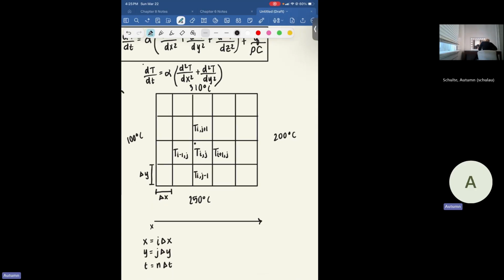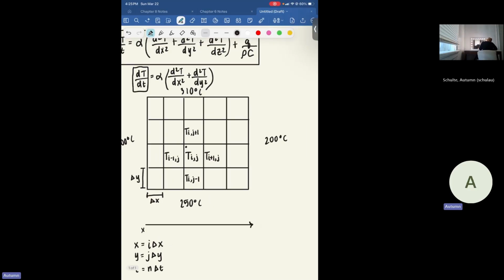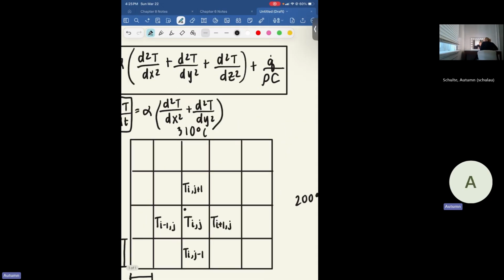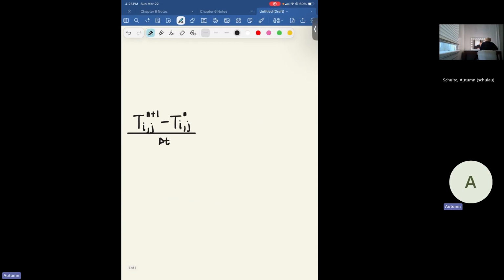So now if we want to model the left side of our equation, we can write that out as the temperature at our position at a later time n plus 1 minus the temperature at our position at the current time n divided by delta t. We can then start to write out the rest of our equation. So we're going to keep our alpha term. That's going to be constant. But we're going to have new x and y terms.